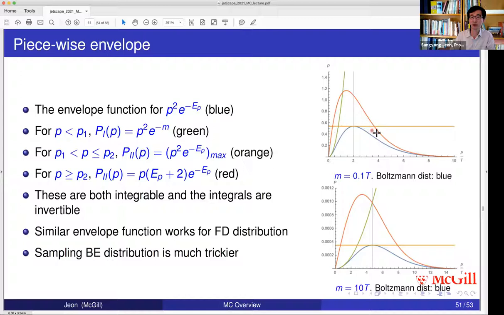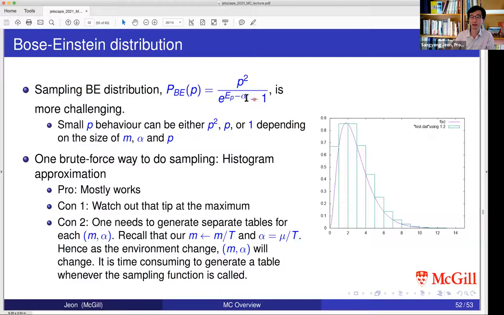Okay, this also works for the Fermi-Dirac distribution. The Bose-Einstein is a bit trickier because you have this minus sign. What it means is that, depending on the mass and the chemical potential, the small p behavior can be either p square, p, or even constant. So it's not easy to make up a simple envelope function. In a pinch, you can do a histogram.